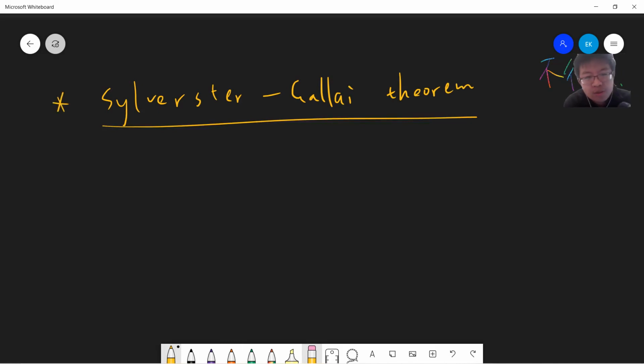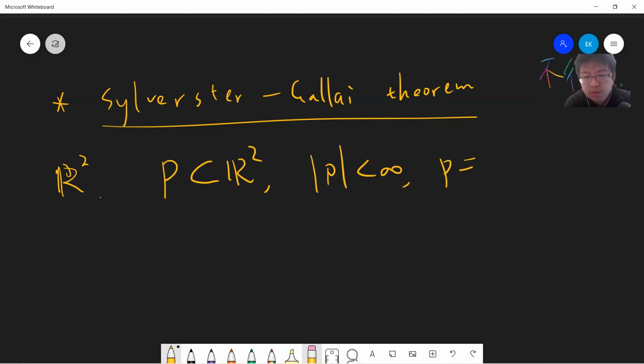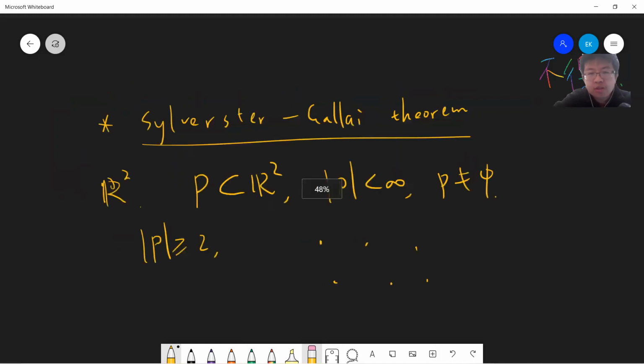Okay, so I want to explain this Sylvester-Gallai theorem. The situation is very interesting. Let's say somebody is working on a plane, so you get R2, and then you get some points. Let's say P is a subset of R2, and P is finite and non-empty. You take at least 2 points, so you may take 3 points, 4 points.